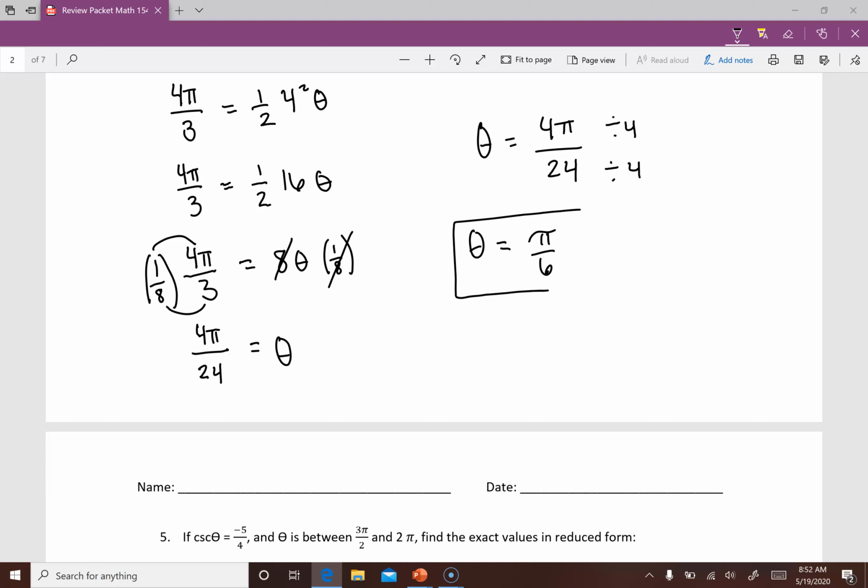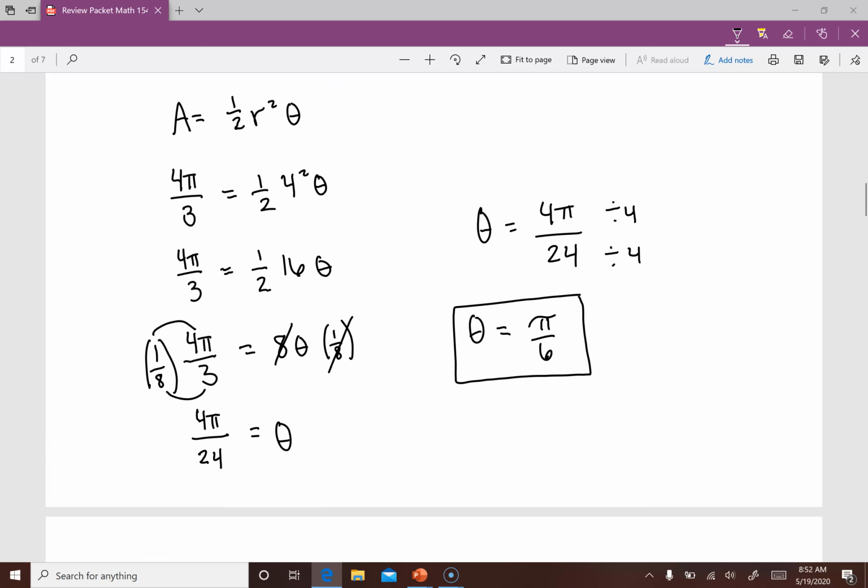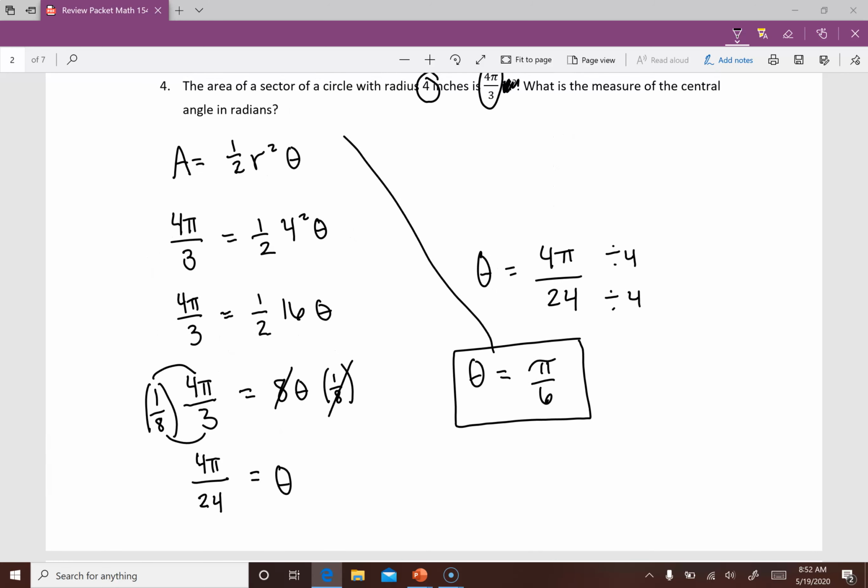This is actually a problem that you could check your answer on. You could go right to the beginning here and plug in theta, which is pi over 6, and then plug in 4 for r, and make sure you do get 4 pi over 3.